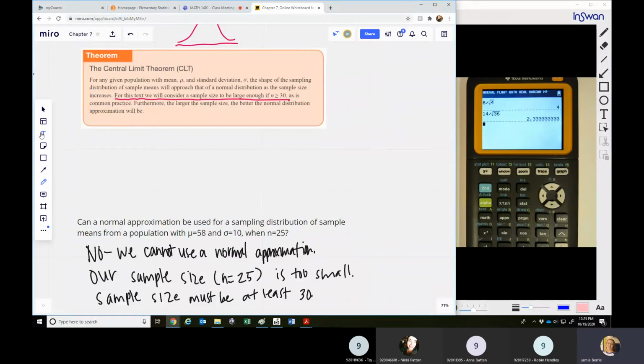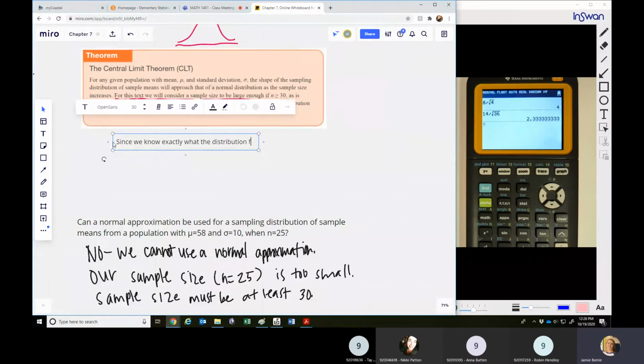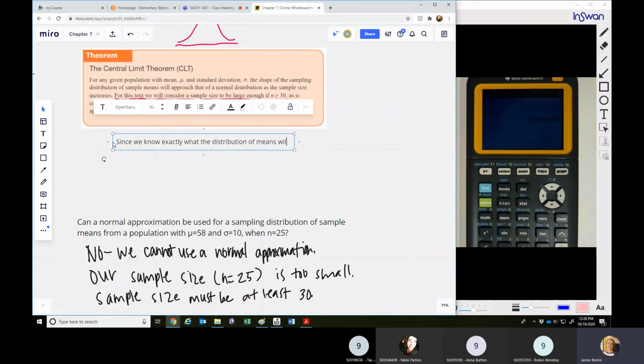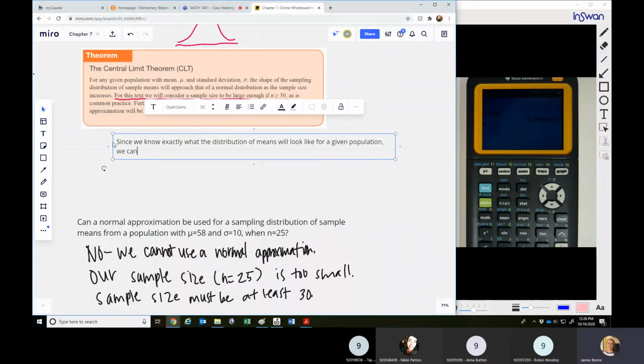So I'll type that out just in case anybody wants to have that written down. Since we know exactly what the distribution of means will look like for a given population, we can take the mean from a single sample, compare it to the sampling distribution, and answer questions about the likelihood that our sample comes from the sample population.